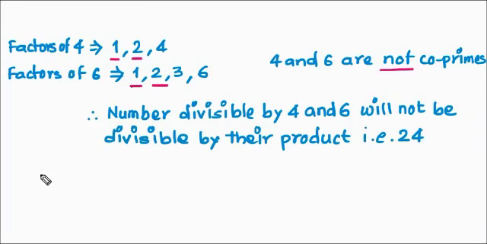Let's take an example. Let's take a number 36. Is 36 divisible by 4? Yes, 4 9s are 36, so it is divisible by 4. Is it divisible by 6? 6 6s are 36. It is divisible by 6. Now let's look at it. Is it divisible by 24? 24 ones are 24 and 12 is a remainder. So 36 is not completely divisible by 24. And that proves our point that the number will not be divisible by 24.